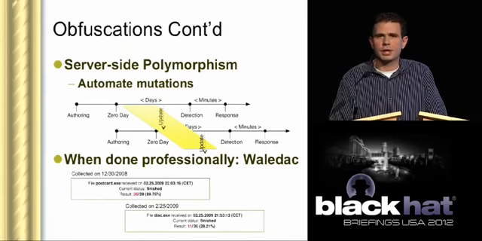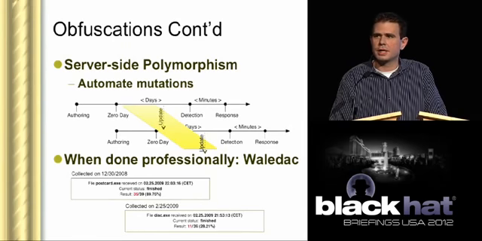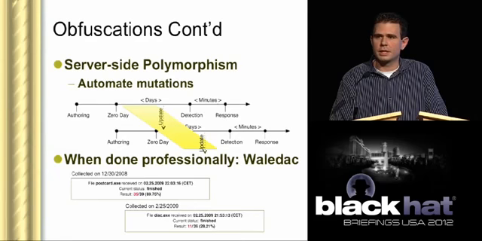So in this case, Waledac's use of server-side polymorphism comprises a 60% detection efficacy delta for traditional host-based antivirus tools.